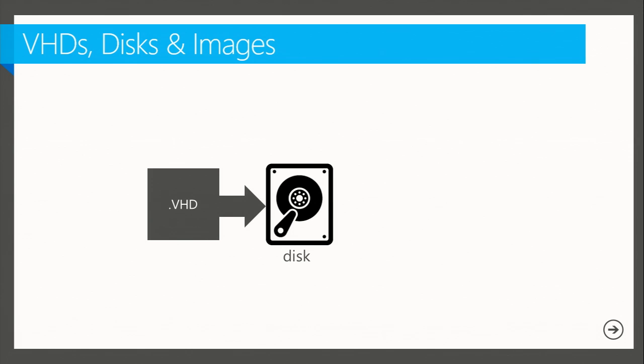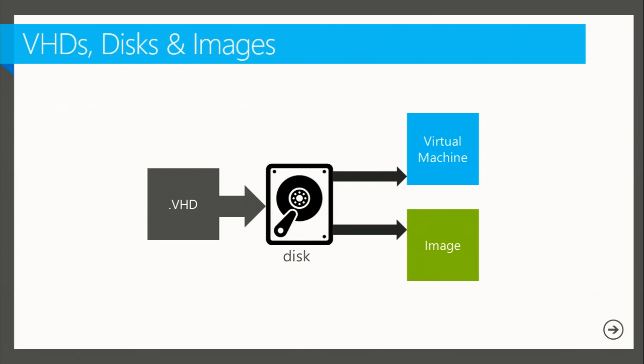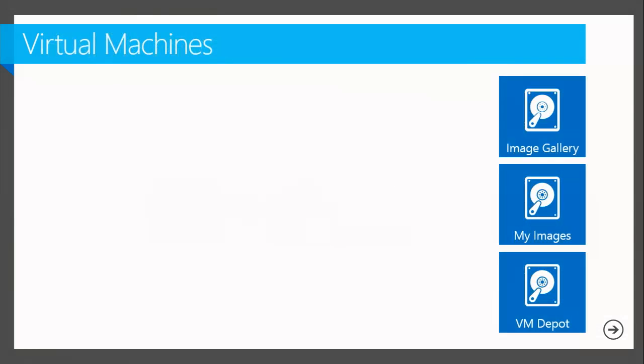So VHD connected through to a disk. That's what you'll see in the portal. They'll be listed as disks. Then you can create images from those disks. You can also create virtual machines from those disks. And finally, just in case you thought you were following along, you can create virtual machines from the images too. You with me? If you are, good luck.